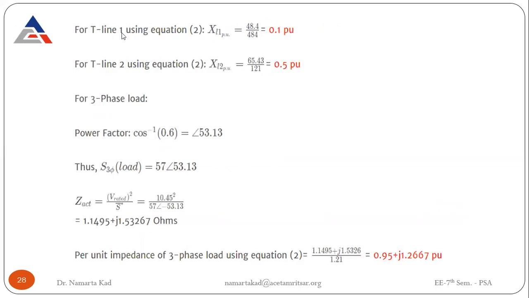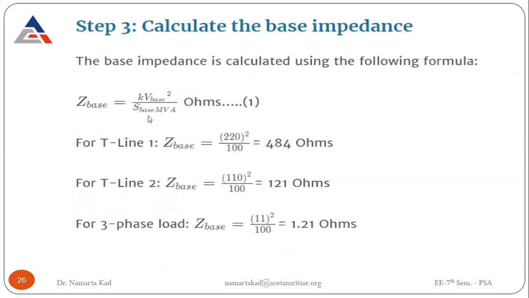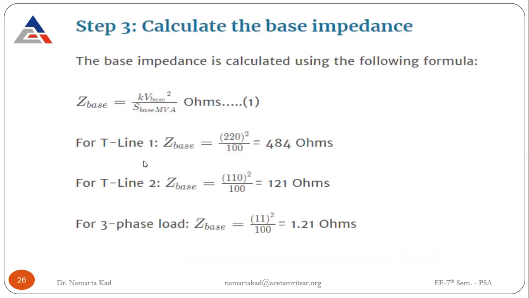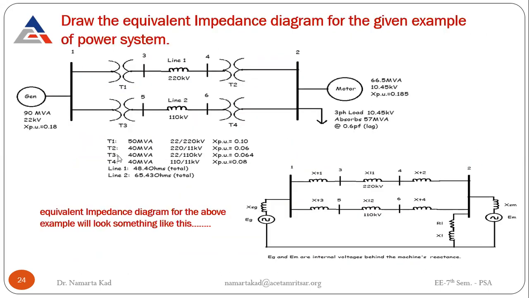Now for transmission line 1, what is the Z per unit? The formula is actual divided by base. For transmission line 1, what is the base? 484. What is the actual? See here, the actual value is 48.4. So the actual value for transmission line 1 is 48.4 and for line 2 it is 65.43.